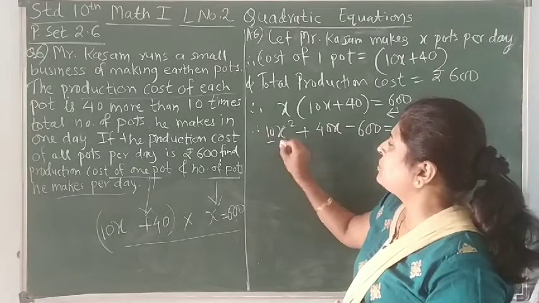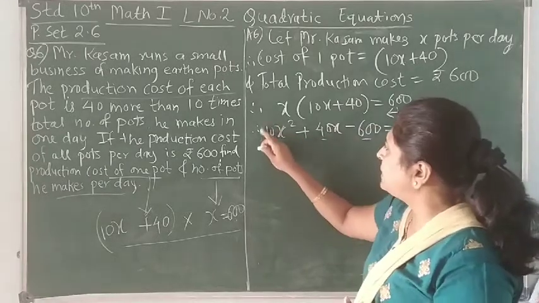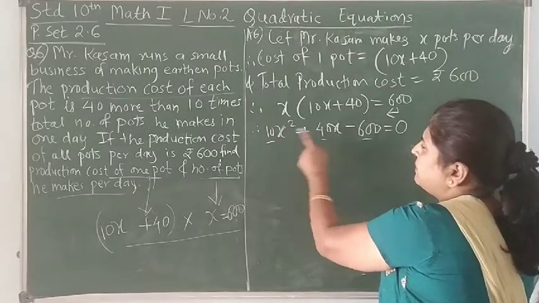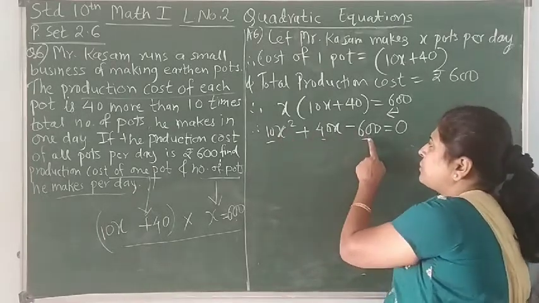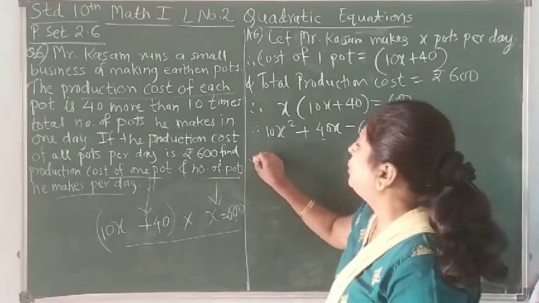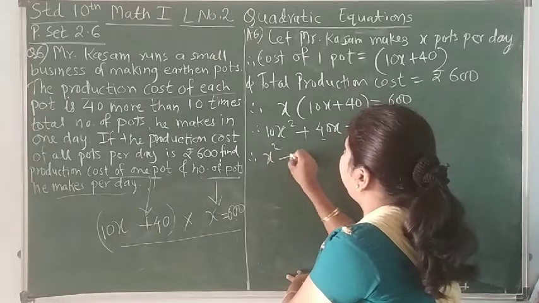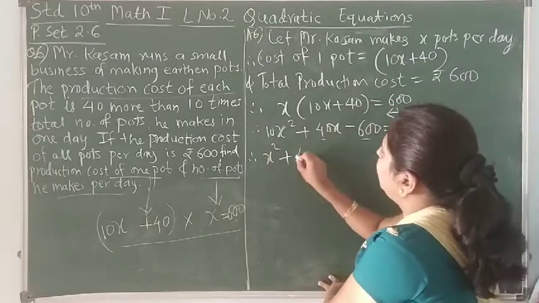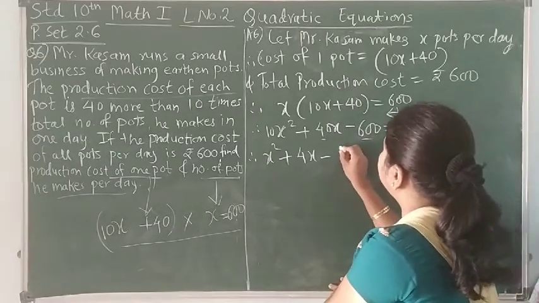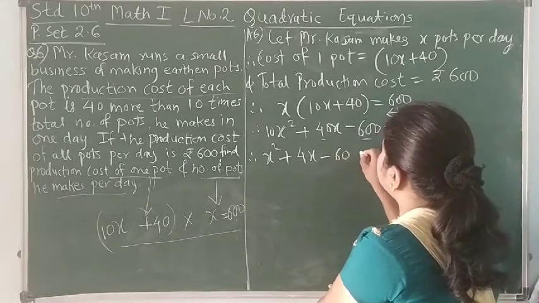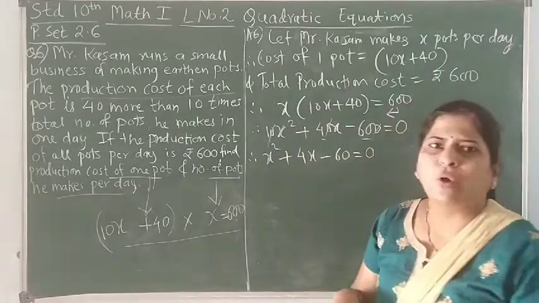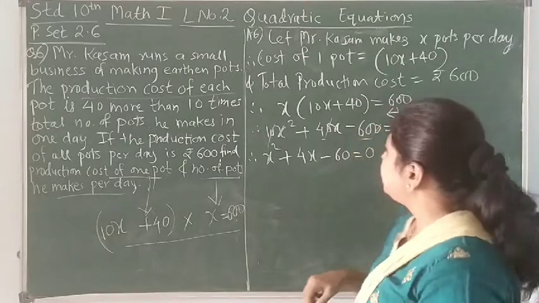But can you divide all terms by the coefficient of x square? 10. If you observe, 10 is divisible, you can divide by 10, and this number can also be divided by 10. So let's divide it by 10 and make it only x square. Therefore, x square plus, if we divide here by 10, we get 4x minus, if we divide here by 10, 0 will get cancelled, and then we get 60 is equal to 0. Cancelling 0 means dividing by 10.